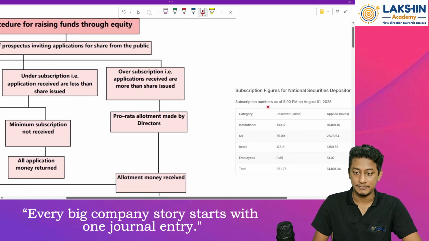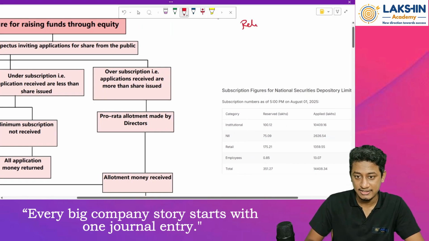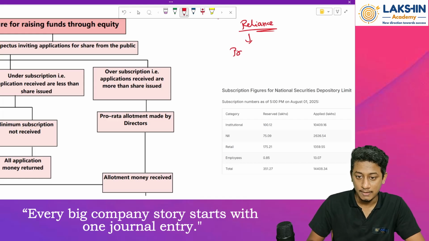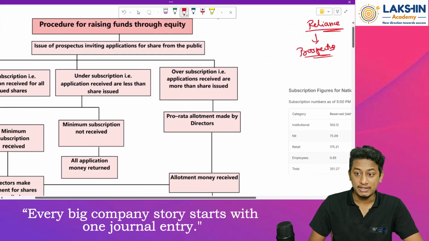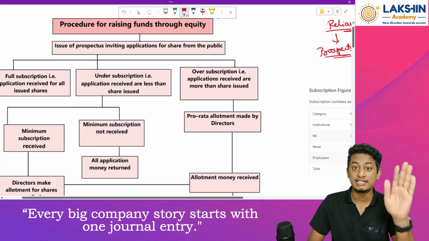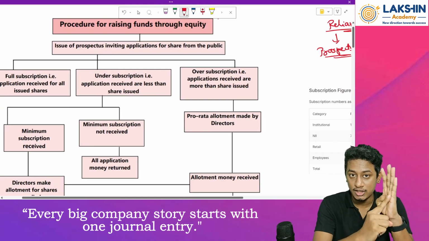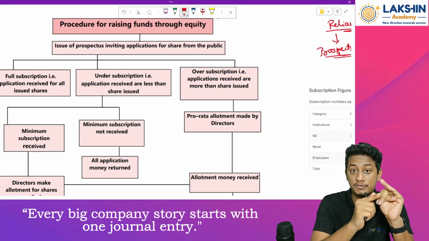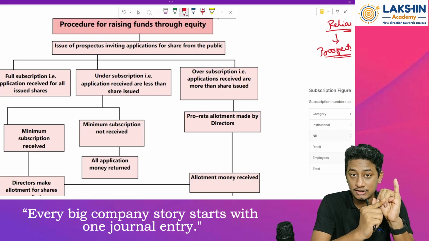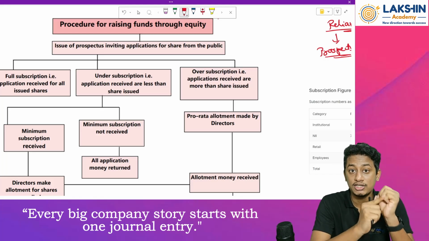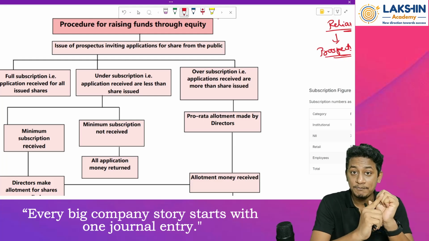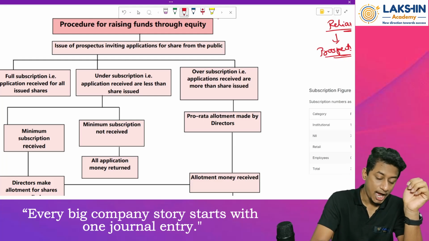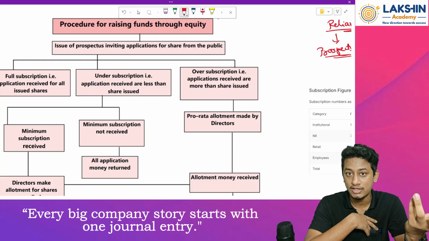Let us take an example. Let us say Reliance Industries wants to issue shares today. Okay, they issue something called a prospectus. What is the prospectus? A prospectus talks about the company's details, how the company has performed, what areas the company is dealing in, what the future prospects of the company are, how the market condition of the company is, how much growth the company expects in the future years. Why is a prospectus released? So let us say I am a common person who does not know anything about a company.